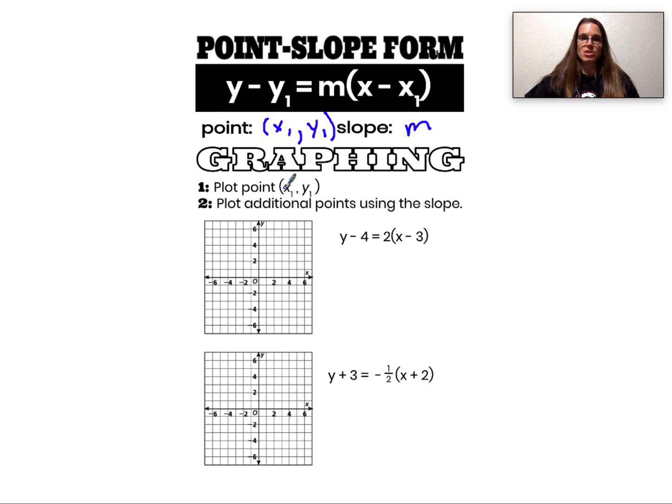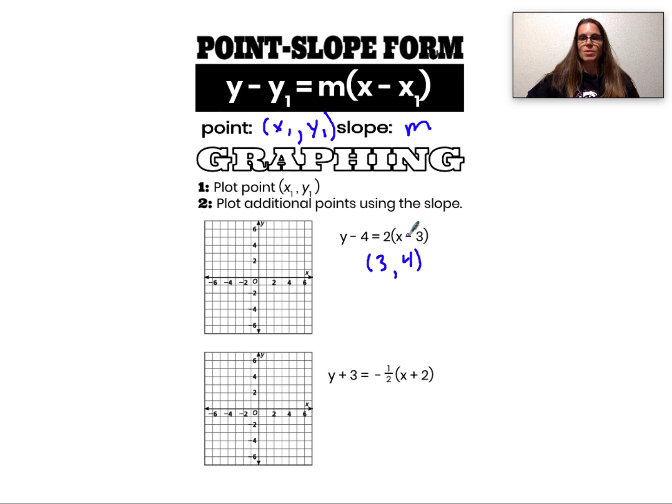To graph from point-slope form, you'll first plot the point that's given from the form, and then you'll use the slope to plot additional points. First example, this is a case where subtraction is actually the nicest. We're subtracting the x-coordinate. That means the x-coordinate is 3. We're subtracting the y-coordinate. That means the y-coordinate is positive 4.